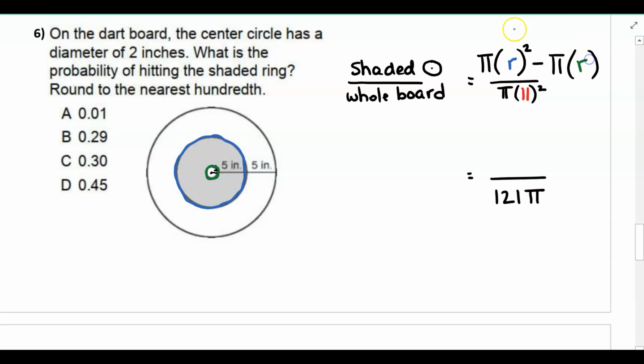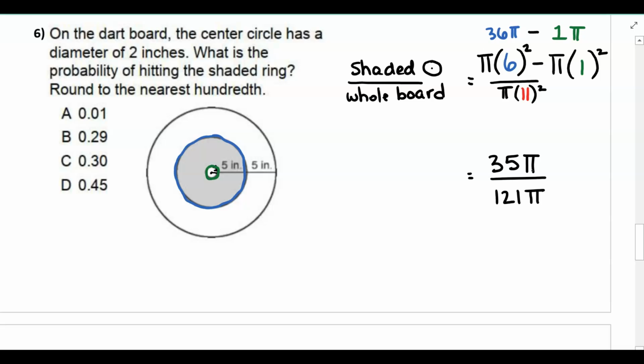So that radius squared. Now the blue radius is not just 5, it's 5 plus 1. So that means that radius is 6. And then they already told us that the diameter of the inner circle was 2, which means the radius of that one is 1. So 6 squared is 36 pi minus 1 pi. So that means the area of the shaded circle is going to be 35 pi.